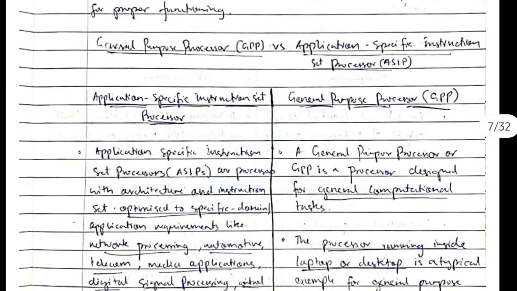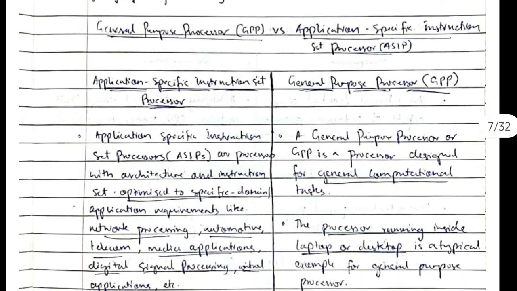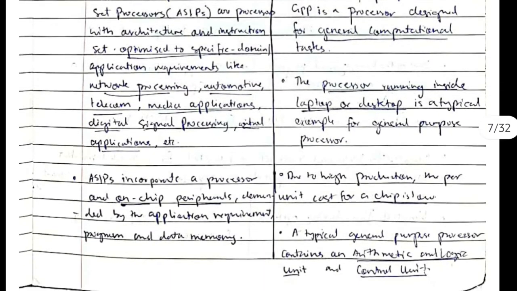There are two types. The first one is general purpose, and the second is application purpose. This you can write in your own words. Application purpose is defined for a specific purpose, and general is for general purposes. The chip cost is low for one and high for the other because it's specially designed, and so on.